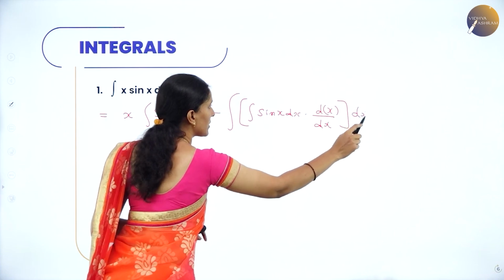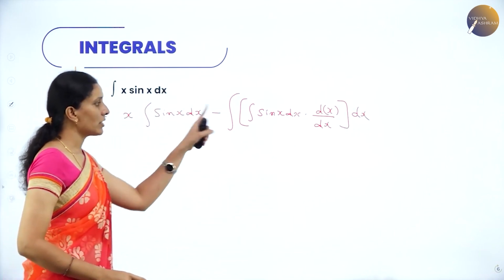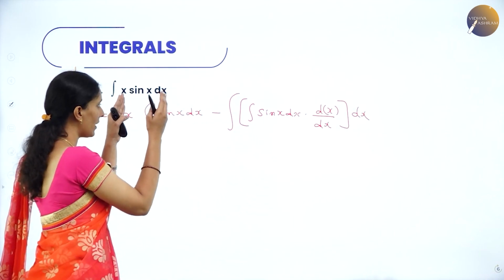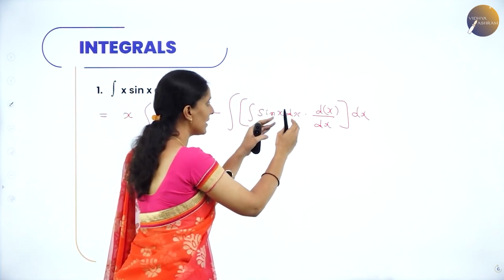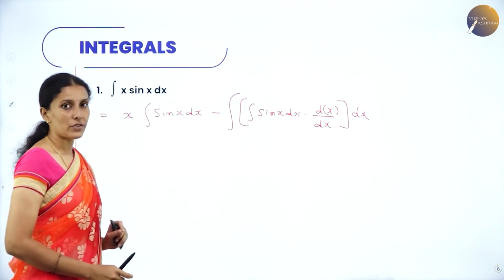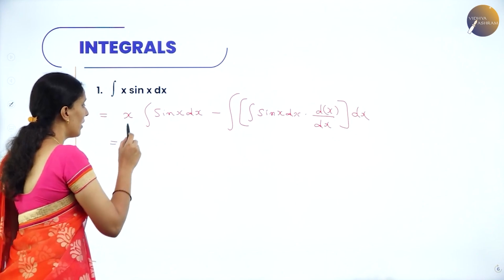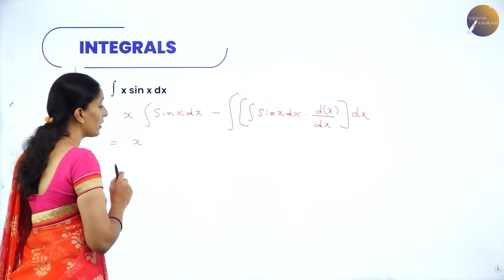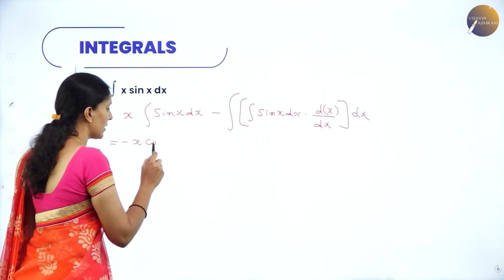with respect to dx. Coming to the second integral, you should be very careful. Write the second integral as it is and differentiate the first function. Now let us write it. x, the derivative of sin x is minus cos x.